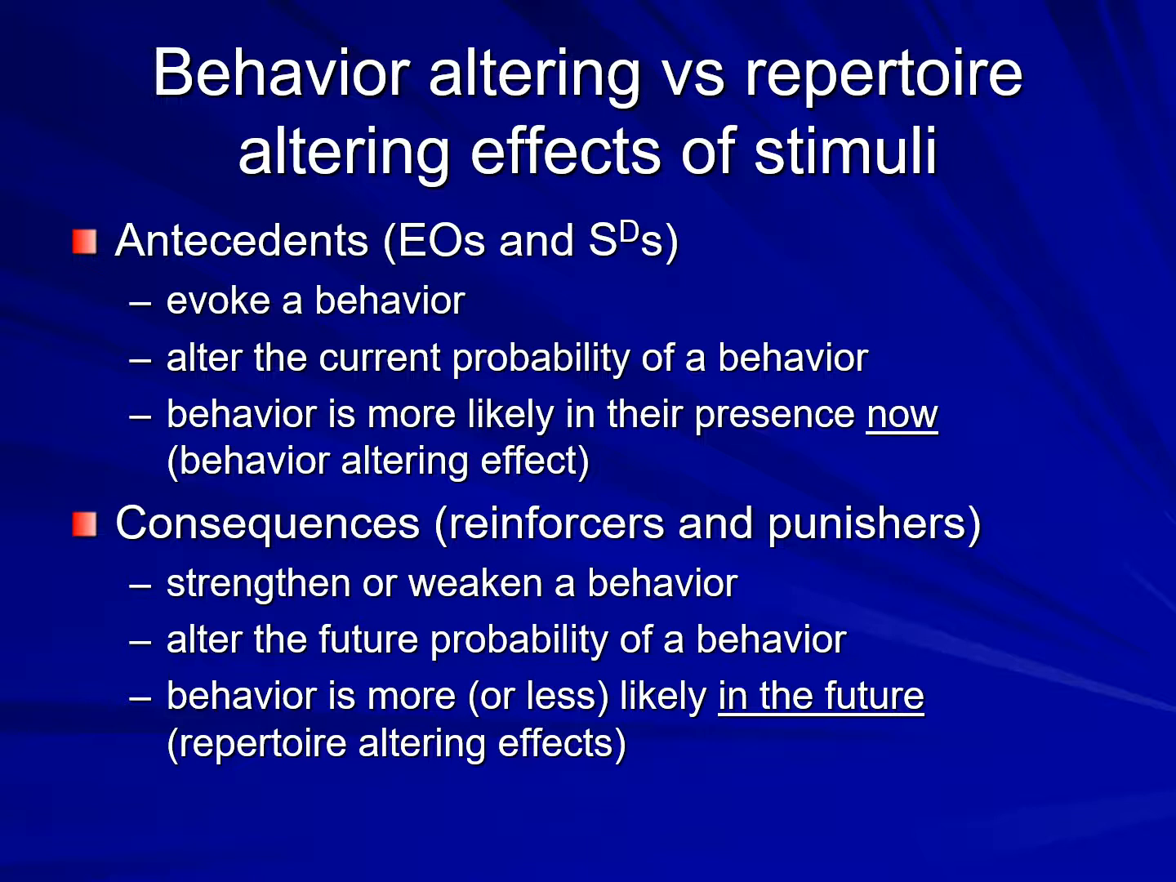Consequences, reinforcers and punishers, are repertoire altering. In other words, they actually drive the behaviors that you can exhibit. Behaviors are shaped through reinforcement. So antecedents don't really cause behaviors. Sometimes I think it's misleading to call them triggers, although I use that language sometimes.